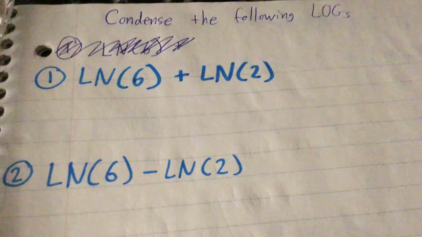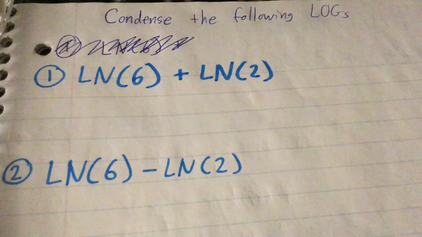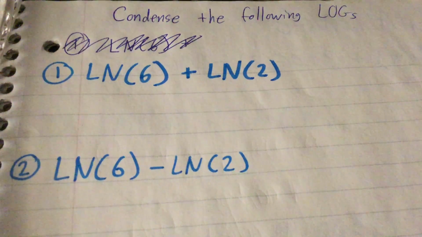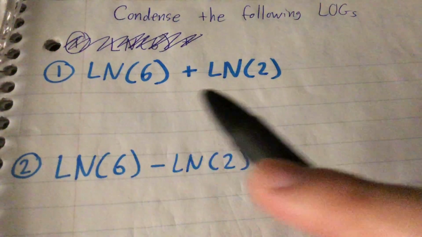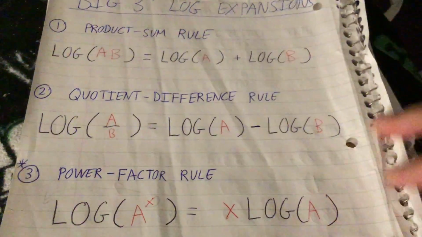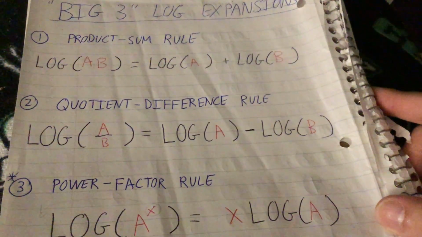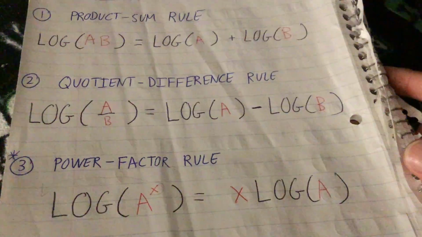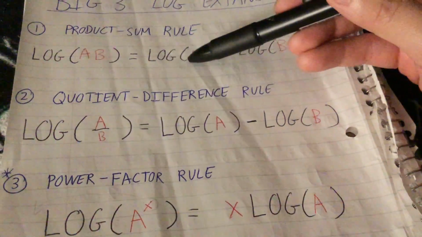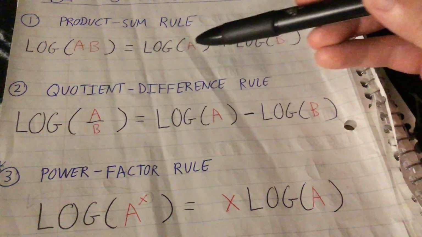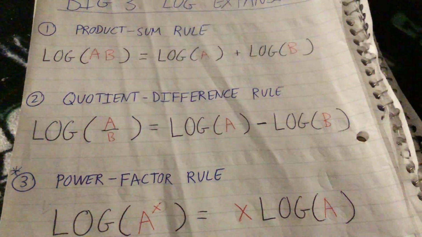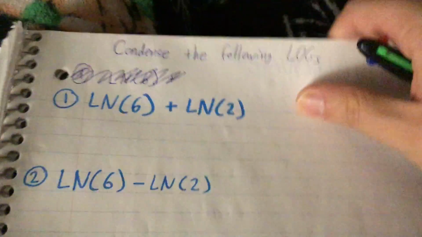Okay, I've got the natural log of 6 plus the natural log of 2. So now that it's expanded, what do I need to do to condense it? Well, I've got an addition problem. Luckily, I've got the big three rules. Which one talks about log with the same base and it's an addition problem? Right, the product sum rule. So if it's addition with the same log base, in this case log base e, then I can combine them into one logarithm as a multiplication problem. So this is the product sum rule.